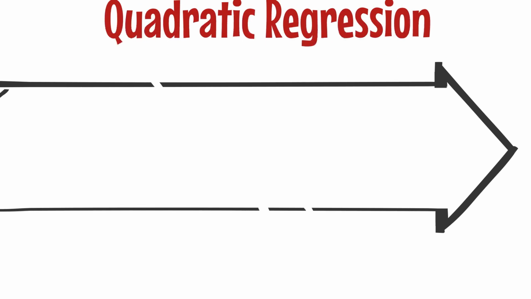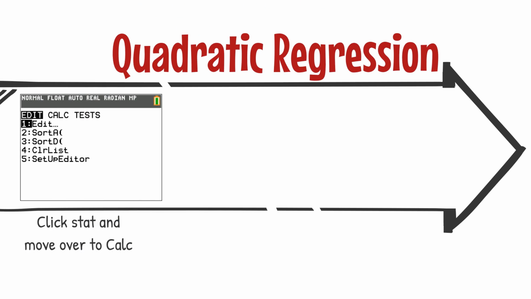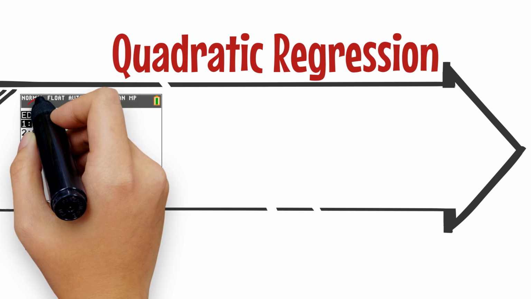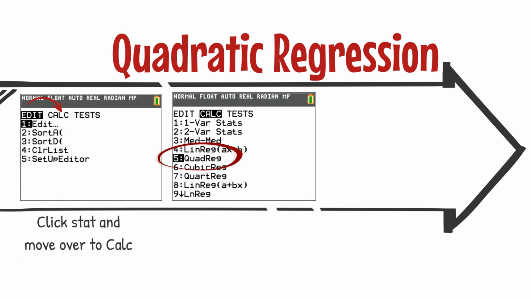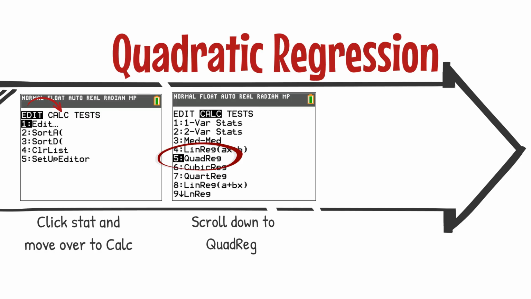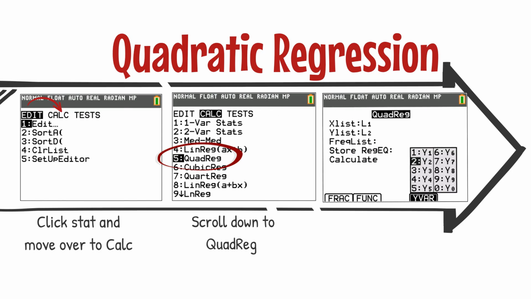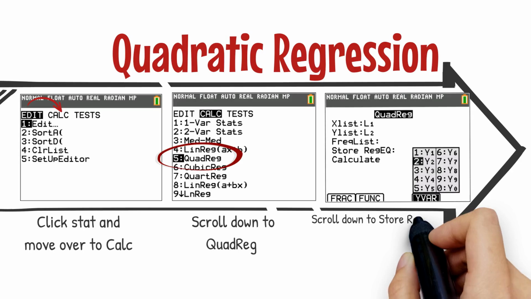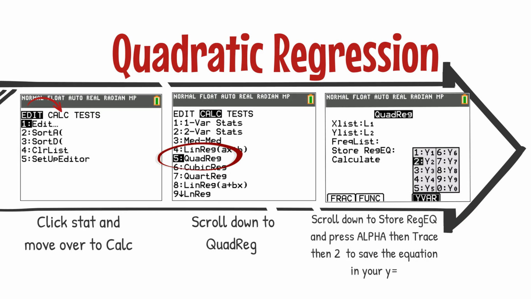Now, after you have that equation, we will calculate the quadratic equation to compare the two. We will go to stat, then over to calc again, but this time we'll select number 5 or scroll down to QuadReg, Q-U-A-D-R-E-G. Then press enter, enter, enter, or scroll down to store RegEQ.